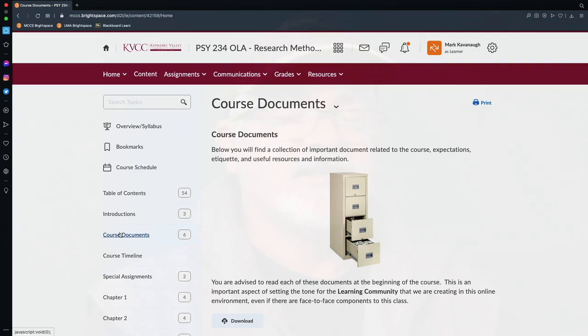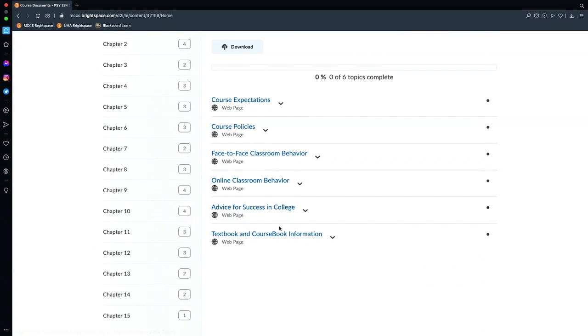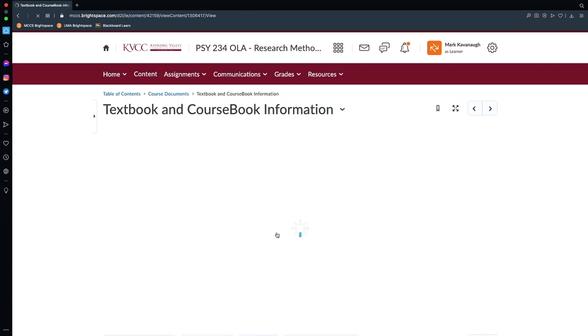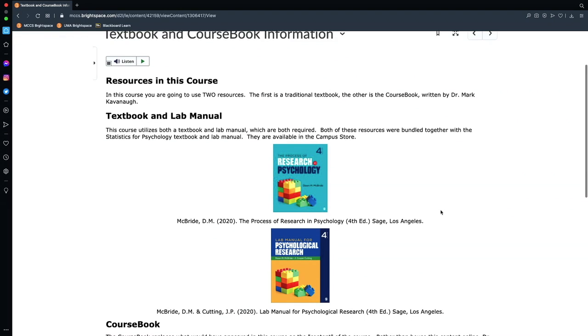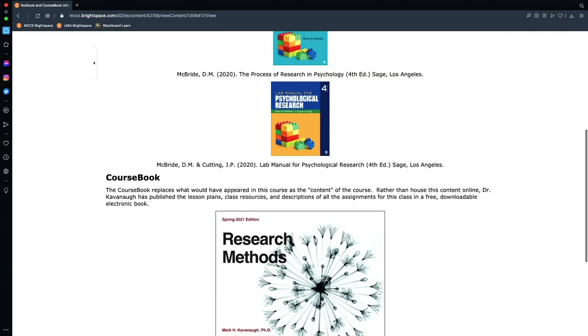Now, as is the way with all of my classes, there are course materials for our class, and you'll find those in the course documents and right here in the textbook and coursebook information. We have the research psychology textbook, 4th edition, and the lab manual, very similar to the structure we had in statistics. In fact, I'm assuming you have all this already because they came as a bundle.